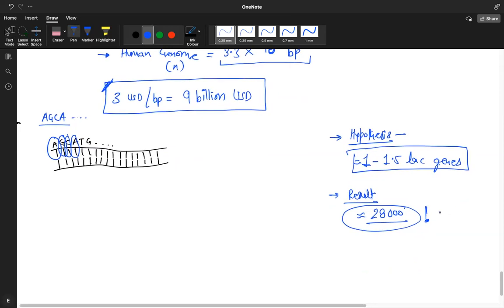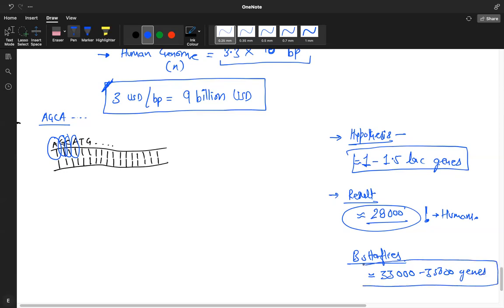Wait, let me tell you one more thing. This is for humans. You know how many genes butterflies have? Some butterflies can have up to 33,000 to 35,000 genes. What does it mean? Humans have fewer genes than a butterfly? Bizarre, no? Waste of money.